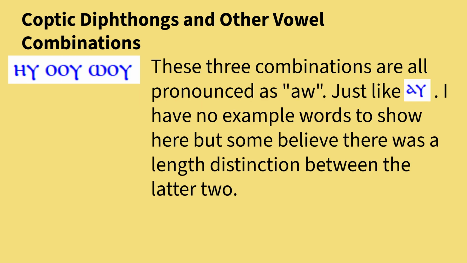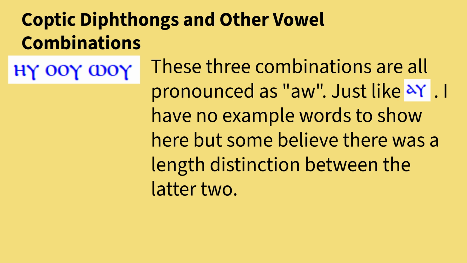So we now move on to these three combinations. We have ada epsilon, then we have o epsilon, then we have omega o epsilon. So these three combinations are all pronounced as ow, as in the English word cow, just like the alba epsilon we saw earlier. I have no example words to show here as I was unable to find any when making this video. Doubtless I will hopefully come across some.